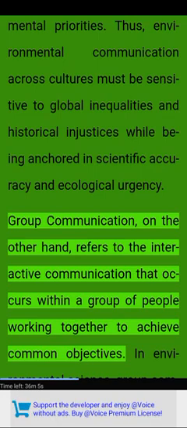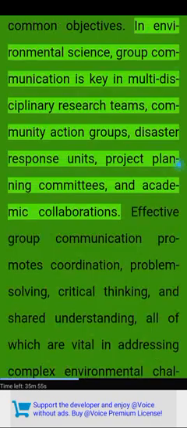Group communication, on the other hand, refers to the interactive communication that occurs within a group of people working together to achieve common objectives. In environmental science, group communication is key in multidisciplinary research teams, community action groups, disaster response units, project planning committees, and academic collaborations.